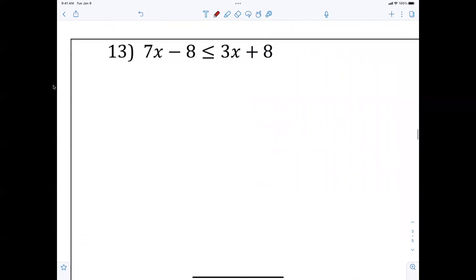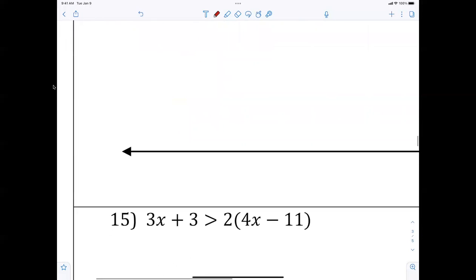All right, here we go, 13. Now again, you guys are great at mental math, so I'm expecting everybody to say, okay, I just moved the 3x over. So that becomes what? 4x. Then I do what with the negative 8? Move it over. So 4x is less than or equal to what? 16. So now x is less than or equal to 4. Thank you very much. x is less than or equal to 4. So now we go to -4, +4, less than or equal to, going to the left.